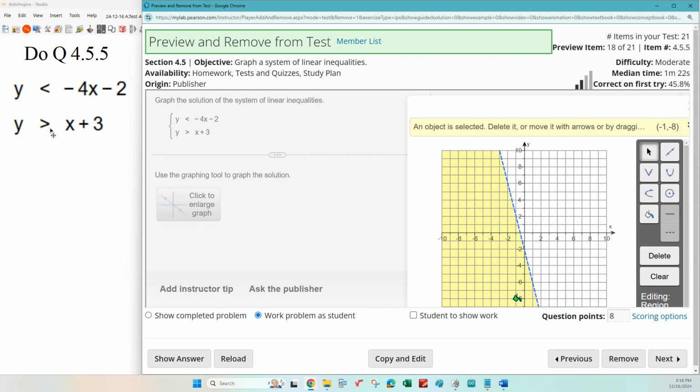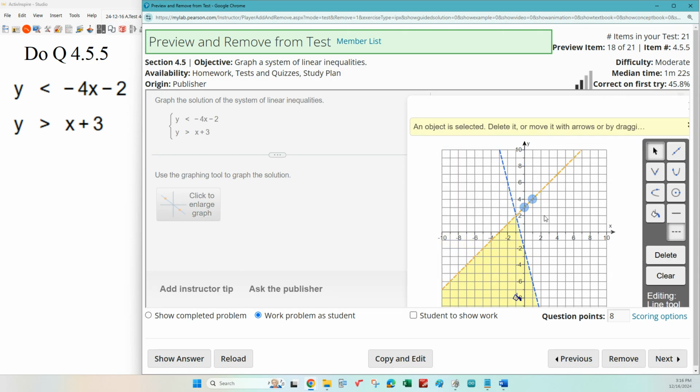Dashed or solid, everybody? Dashed. So I grab a line and make it dashed. What is the slope of the second boundary line? 1 over 1. Rise 1, run 1. Good. What's the y-intercept? Okay, so then where do I start? Which axis? Okay, start at 3 on the y-axis, and I go up 1 over 1. Okay, perfect.